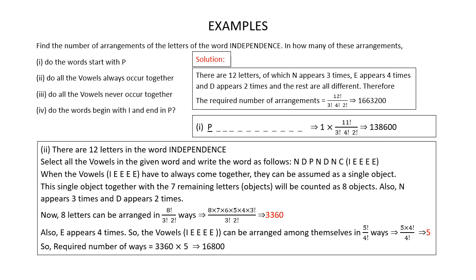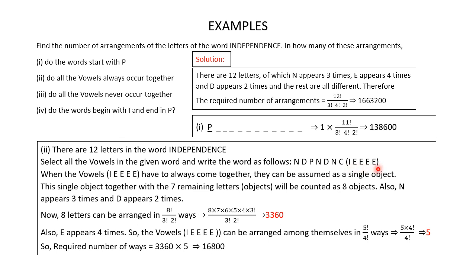Now let's find out in how many of these arrangements do all the vowels always occur together. Now you know that there are 12 letters in the word independence. Now select all the vowels in the word independence and write the word as N, D, P, N, D, N, C, I, E, E, E, E. As you can see here, you have selected all the vowels in the word independence and grouped them together into one group.